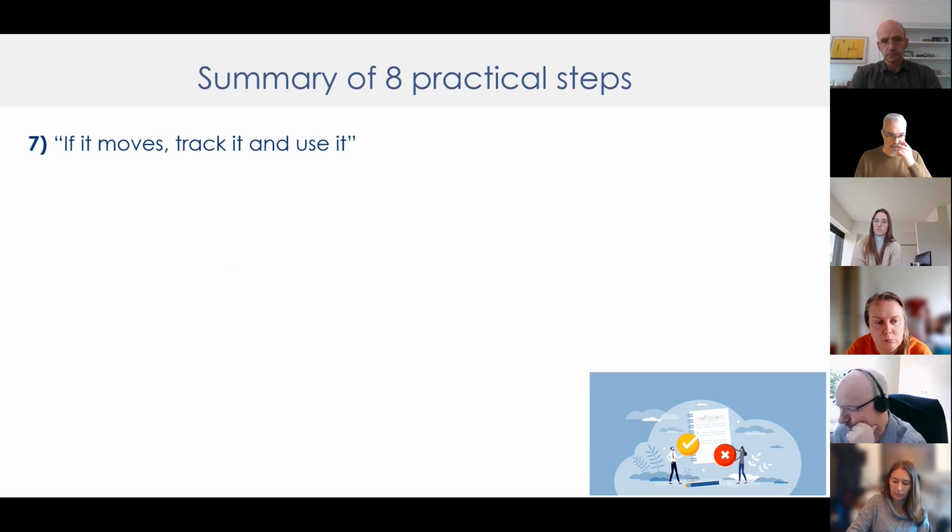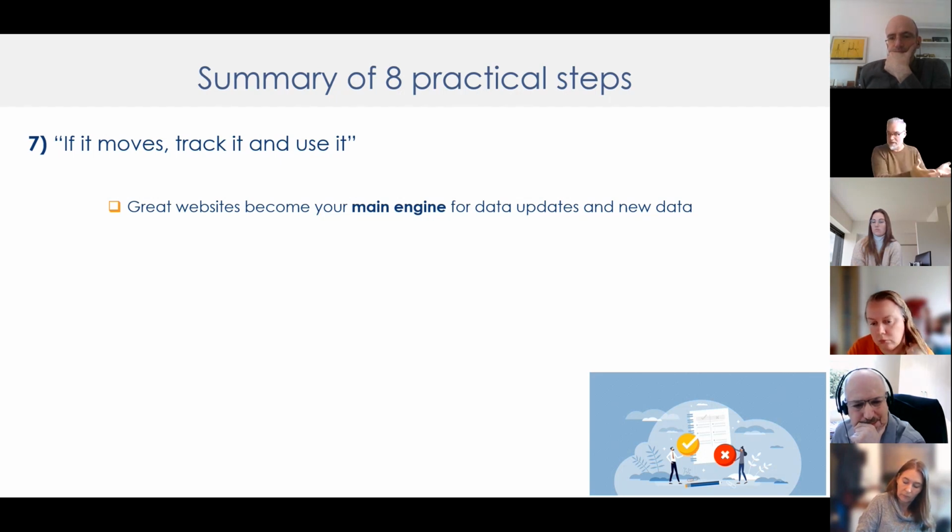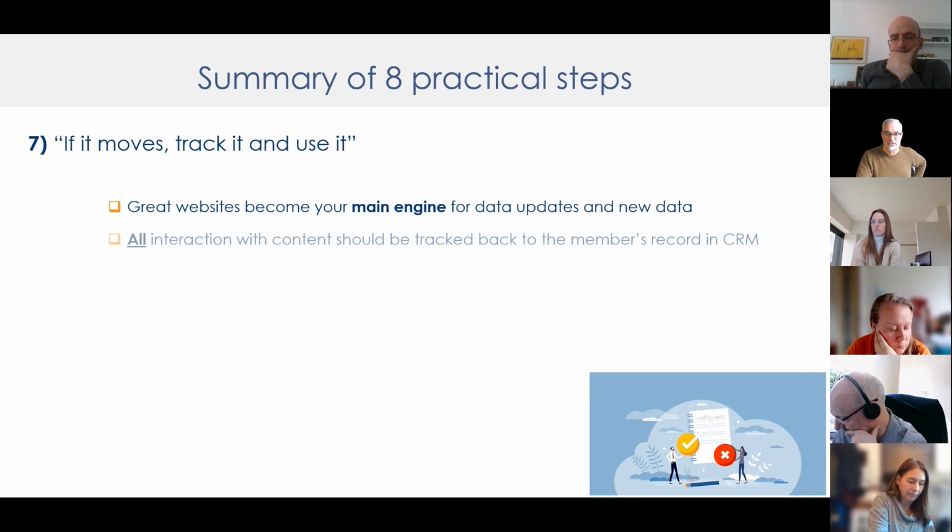Next, if it moves, track it and use it. So this is all about the data. Websites can be great ways of getting loads of profiling information, behavioral information, reference information, without actually having to do any work yourself. But once you've got it, it's important to use it. So if you ask people, are you interested in this, and this, but not this? And then you keep serving them the wrong information because you're ignoring what they've said, you're not really achieving what you ought to be doing, and you're probably going to upset your members. So it's important to keep using that, but track all interaction with content.